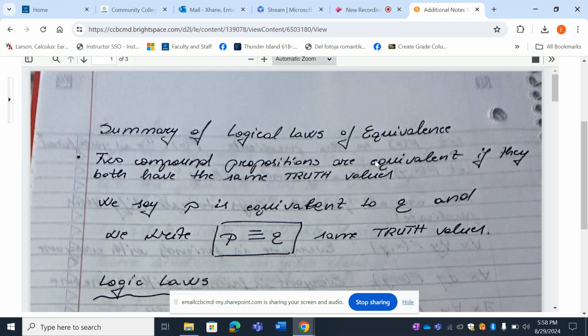So, a summary of the logic laws of equivalence. These additional notes, by the way, are posted in the lecture notes module in Brightspace.